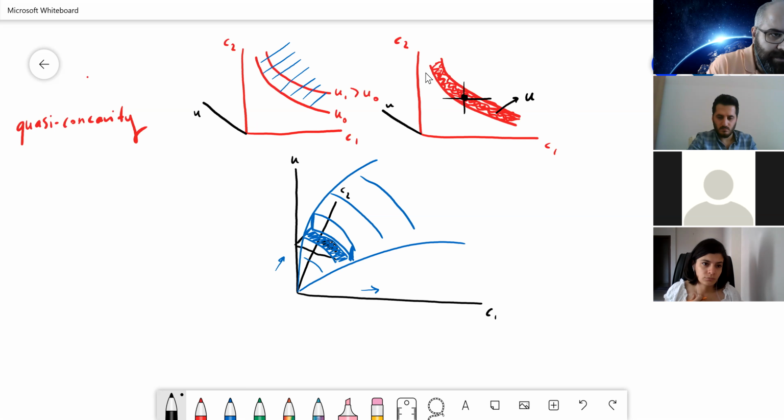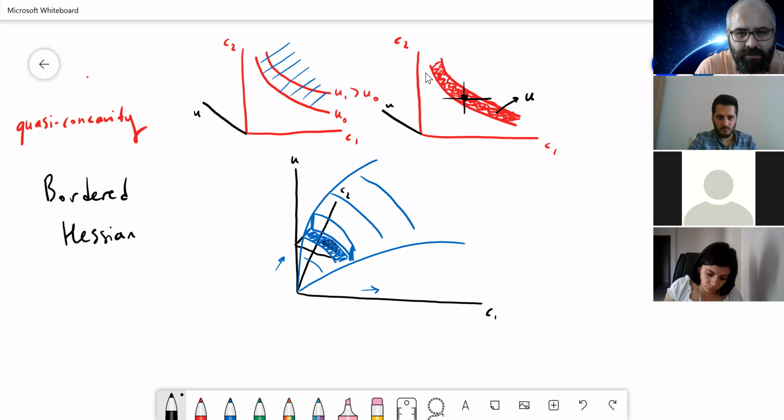Now there is a nice way to check whether a function is quasi-concave. I will show you that. We're going to look at the bordered Hessian of the function itself. This is not the bordered Hessian that you saw in classical optimization theory. This is the bordered Hessian that is defined by first order and second order derivatives. So let me show you.